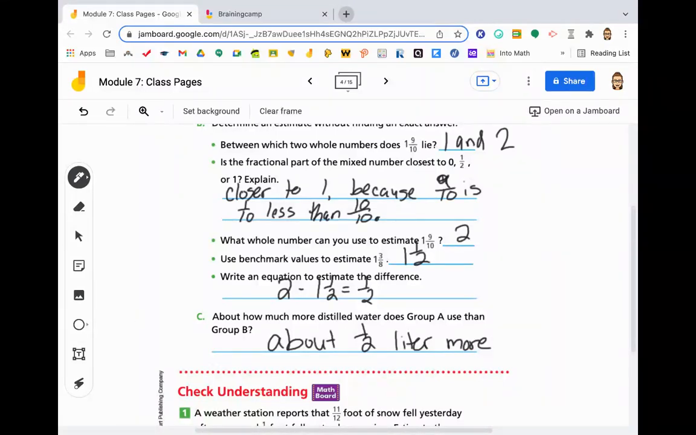So that is it for today's lesson. I hope that you were able to use benchmarks to estimate a sum or difference of fractions with unlike denominators. And remember, in order to be a math person, all you have to be is a person and do math.